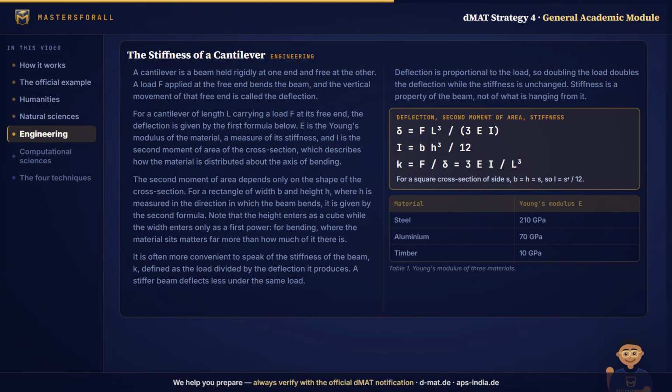And a note underneath, which we need at the very end. For a square cross-section, width and height are the same letter. So the second moment of area goes as the side to the 4th power. Then the table. Steel 210, aluminium 70, timber 10. Friendly numbers. 210 over 70 is exactly 3. That is not an accident. The examiner wants you reasoning, not dividing.